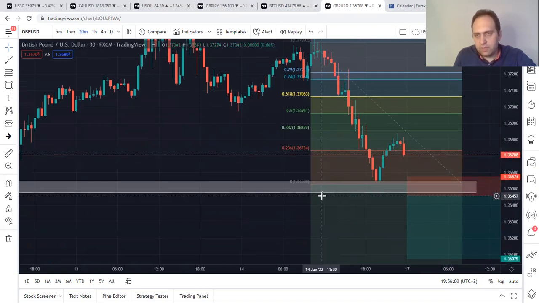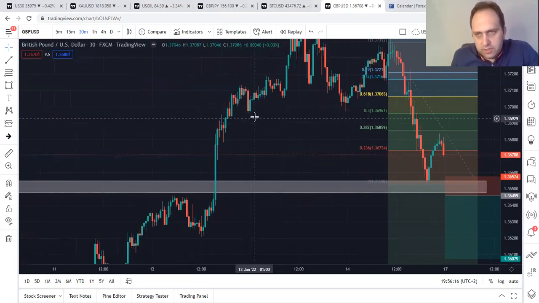The main sell should be at 136.45, stop loss 136.55, and TP1 will be 35, TP2 25, TP3 15. Okay, this is for the sell.